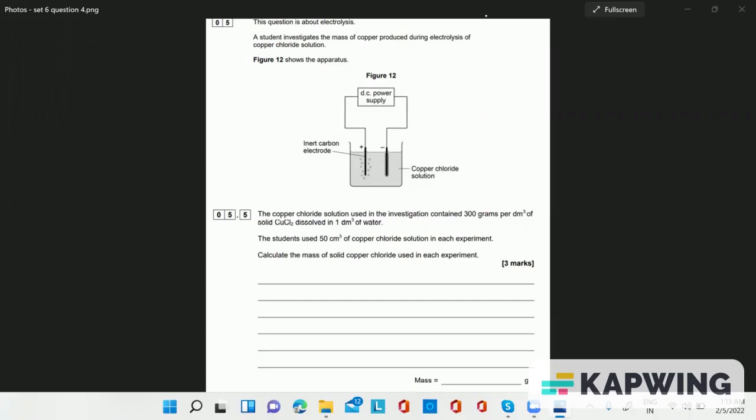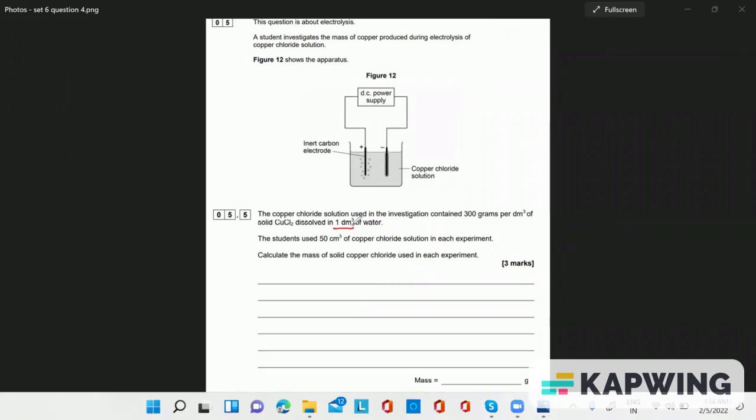Over here, we can see that the units used are a bit different. One is 1 decimeter cube of water with copper chloride dissolved. Another is in centimeter cube of copper chloride solution. So first we have to convert this. To convert 50 centimeter cube to decimeter cube, we simply divide 50 by 1000, which equals 0.05 decimeter cube. This much volume of copper chloride solution he used in each experiment.